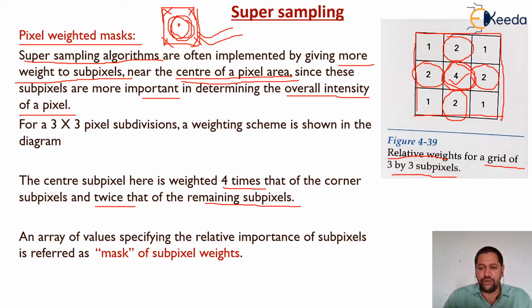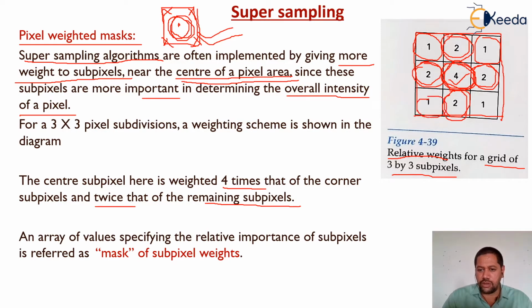Okay, or the weightage is 2, which is twice. So this is the highest subpixel weightage. Then the next subpixel weightage is given to this, this and this. That is what we have written. And we have given a very low weightage to the corner pixel, the corner subpixel.